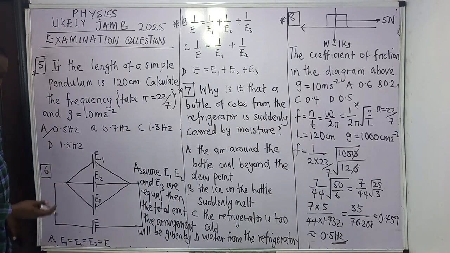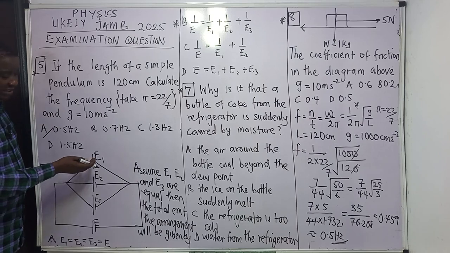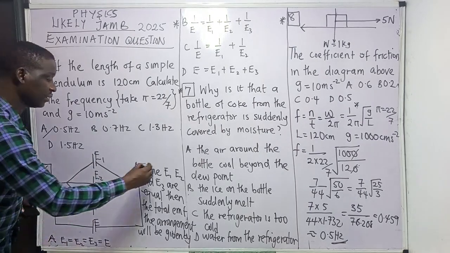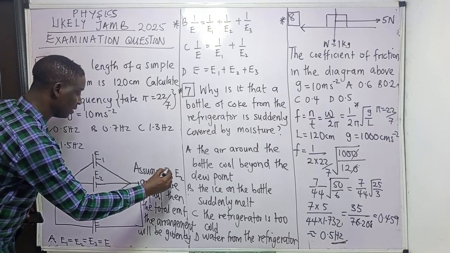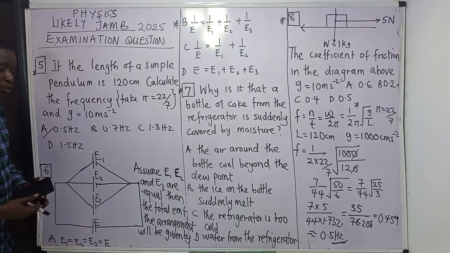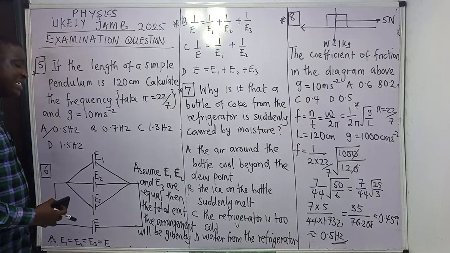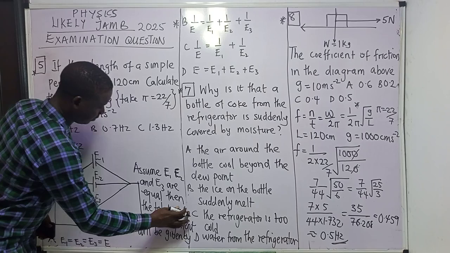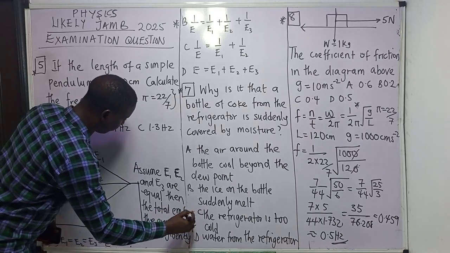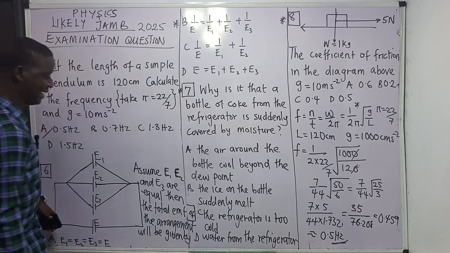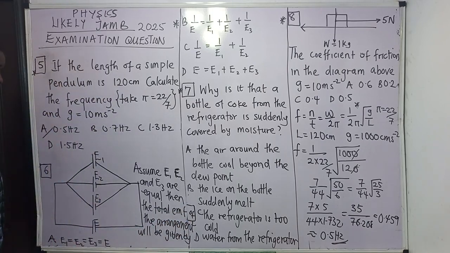Number 2, you don't need to solve. Number 2 now, since E1, E2, E3 are cells, assume that E1, E2, and E3 are equal. Then the total EMF of the arrangement will be given by dash. So I will go for option A.